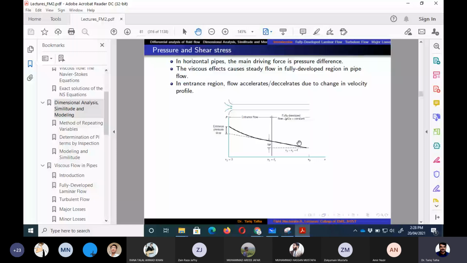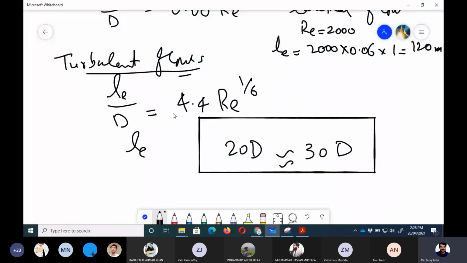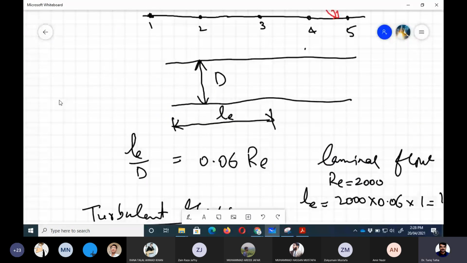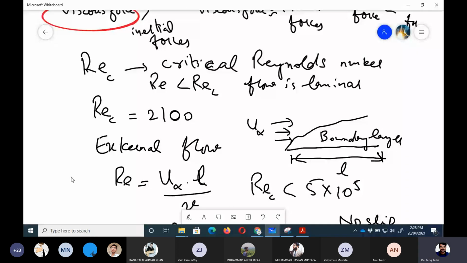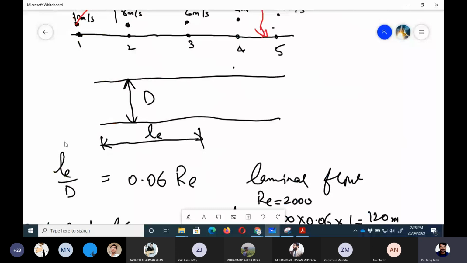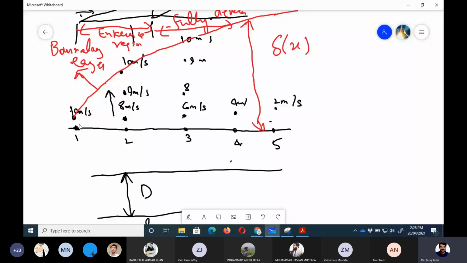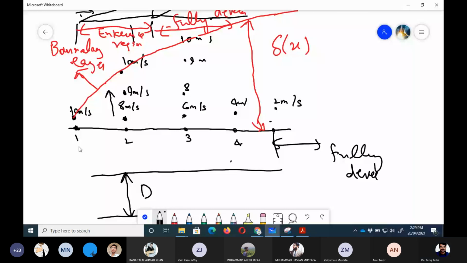So if we look at the velocity profile in the entrance region, let me explain it from this figure. If I say that after point 5 it is fully developed, and up till 1 to 5 it is the entrance region.